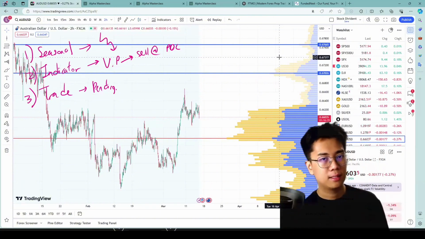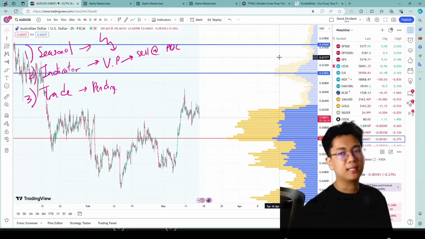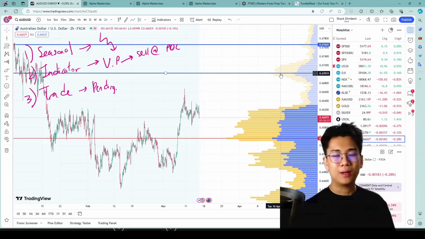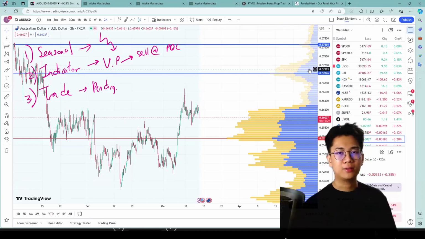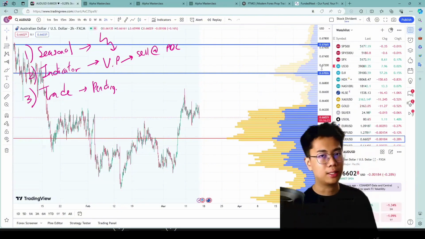Get it? The purpose of this is to give you certainty. Oh, this is the price to sell. Why? A lot of sellers are here. The bigger the mountain, the more sellers there are. Just go ahead, wait there to sell on it.